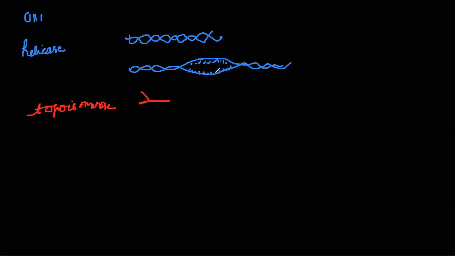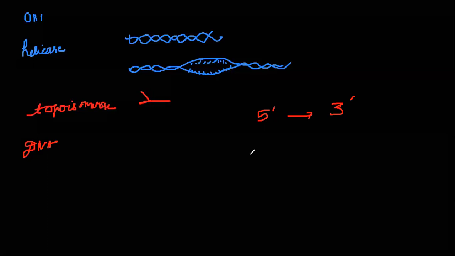So the new strand is synthesized by DNA-dependent DNA polymerase. But it needs an RNA primer for the synthesis of the new strand, and the enzyme primase provides the RNA primer. DNA polymerase catalyzes polymerization in the 5'-3' direction. That is the direction of replication. And the new strand is always synthesized in this 5'-3' direction.